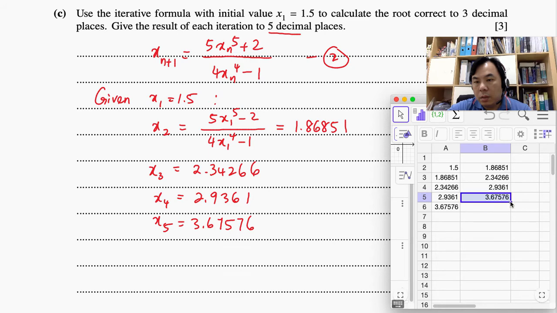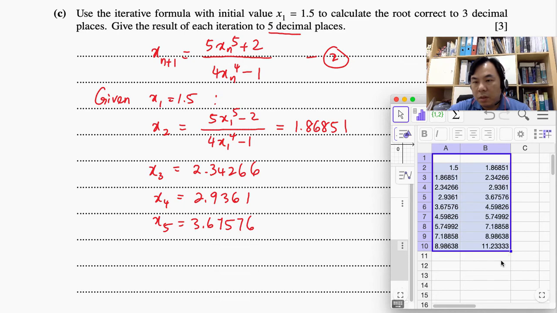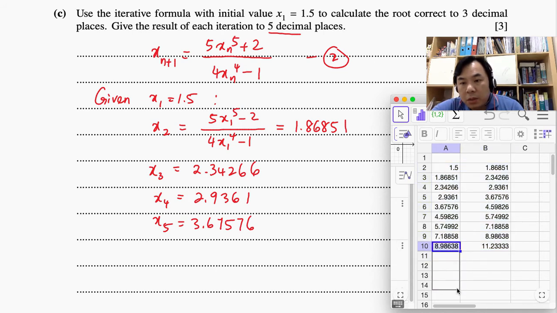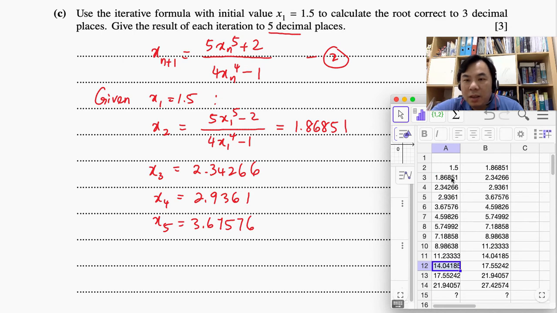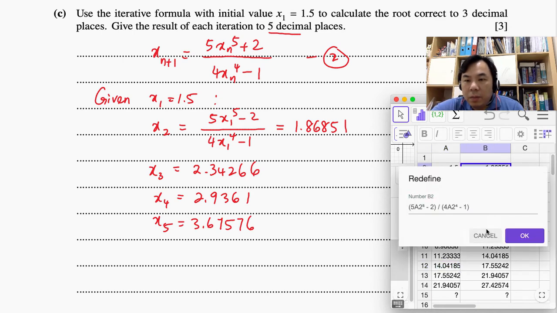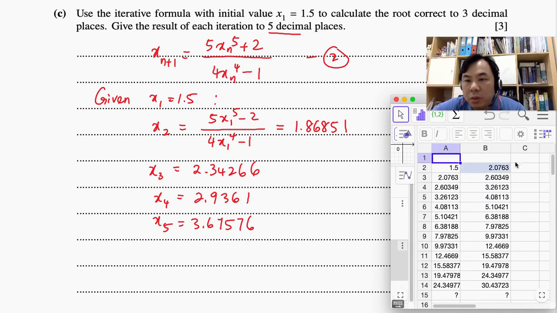And then let me see, what do I have? 4 point something. Let me see what I have. I just drag it down so it's easier for me to see if I'm able to obtain an answer for this. Okay, it doesn't seem to work here. Hold on. 27 something. Is there anything wrong with my formula? Hold on. Oh yeah, I accidentally put a minus 2. It's supposed to be plus 2.